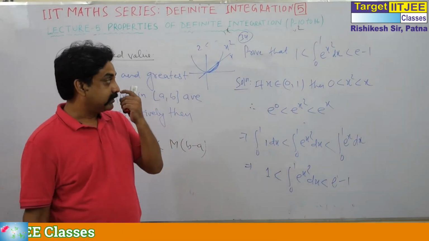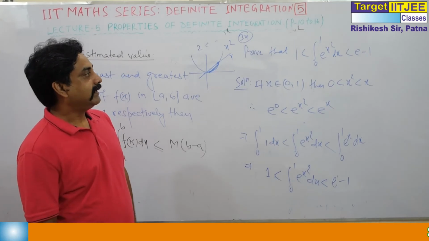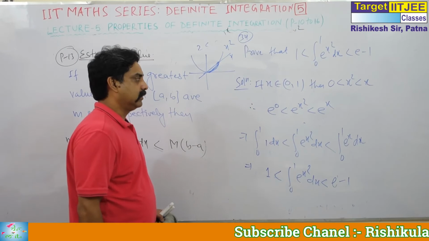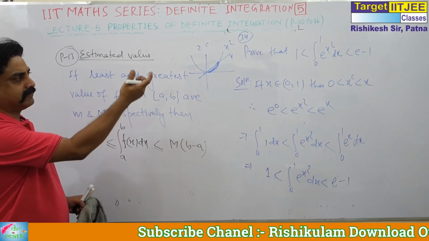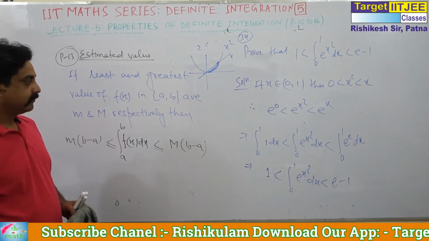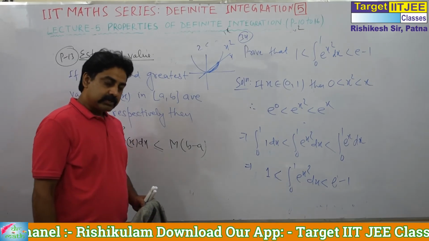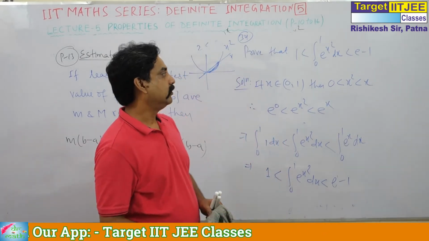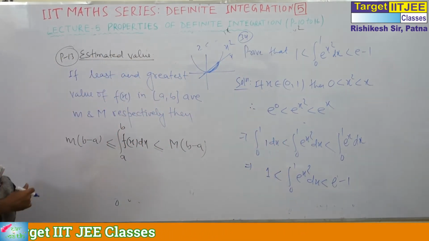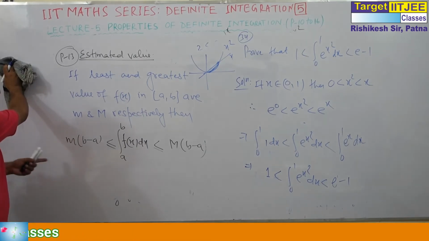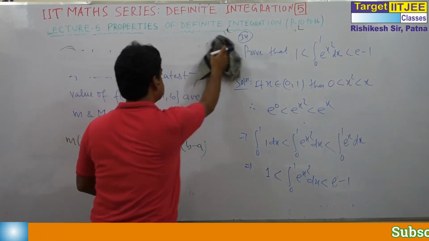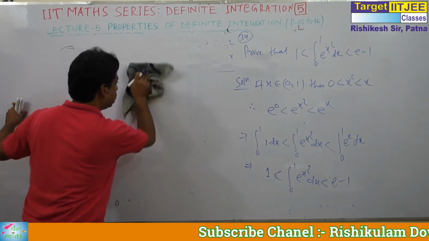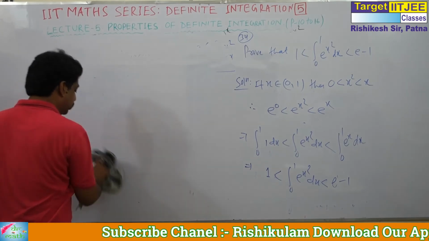Actually, I haven't done it on estimation. I have done it on property number 10 or property number 11: greater function, greater value. Estimation is an imperfect method, not perfect. How do you see? Let me suppose there is a question. Suppose there is a question.